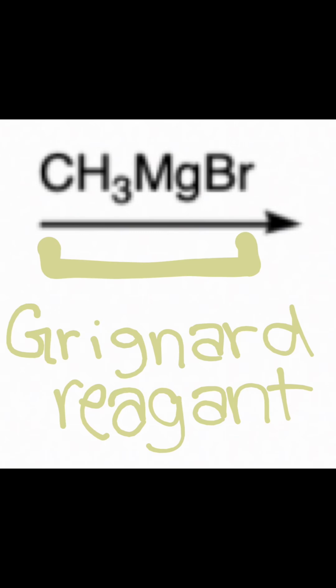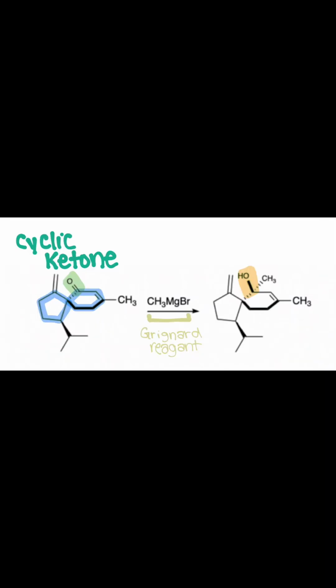A few notes on the reagent: since it is a Grignard reagent, the carbon acts like it has a negative charge, which makes it extremely nucleophilic and reactive. And the magnesium acts like it has a 2+ charge. This reaction is an example of a nucleophilic addition to a carbonyl, resulting in the formation of an alcohol.